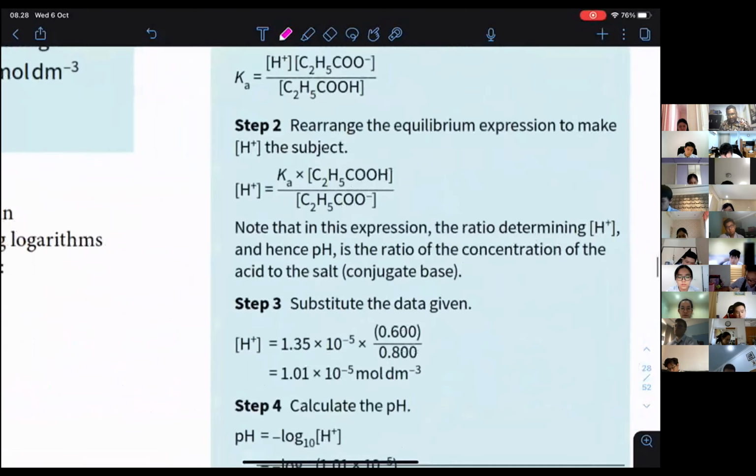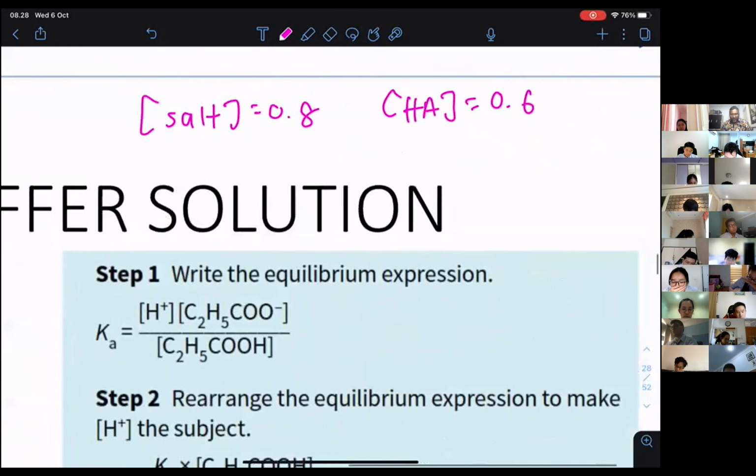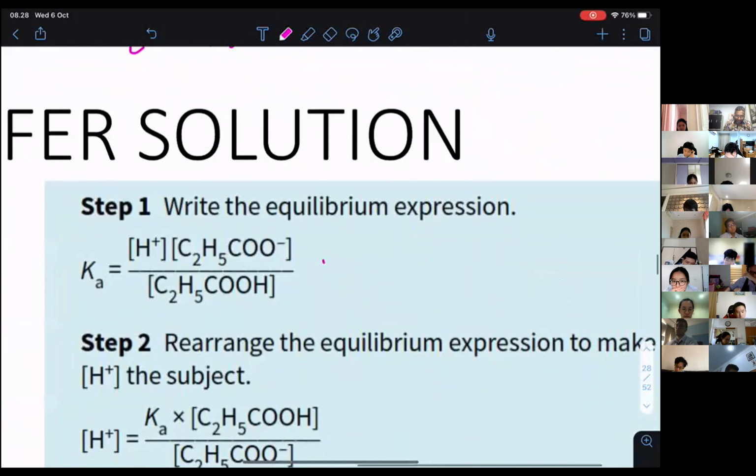So can I calculate the pH? The answer is yes. You see here, the concentration of the salt is going to be 0.8. The concentration of the acid HA is going to be 0.6. I'll just focus over here now. First, write the equilibrium expression, remember? Just write down H plus, then A minus, divided by HA. And this is Ka.